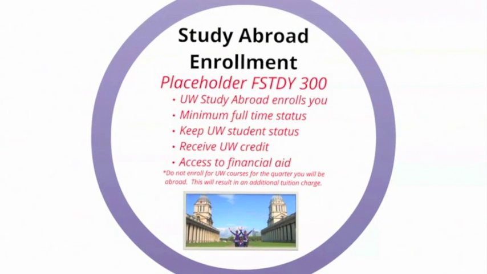Once you've completed those steps, the UW Study Abroad office will enroll you in a placeholder course called FSTDY 300. You'll be enrolled for the minimum number of credits to make you a full-time student for that term. This will allow you to keep your UW student status, receive UW resident credit, and access your financial aid. Don't forget, if you enroll in courses at the UW not a part of your study abroad program, you'll be charged tuition for those courses. We'll talk about the process for removing the placeholder course and replacing it with the courses you took while you were abroad in the When You Return section.